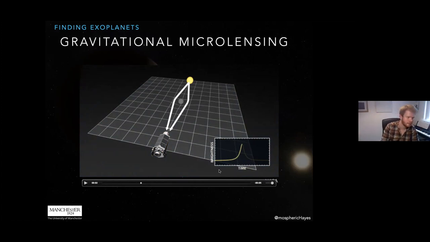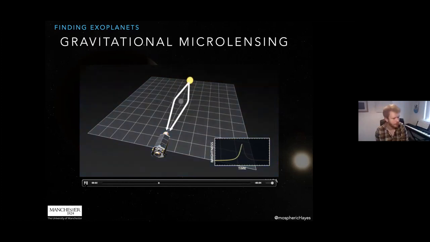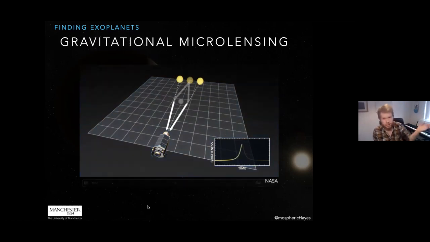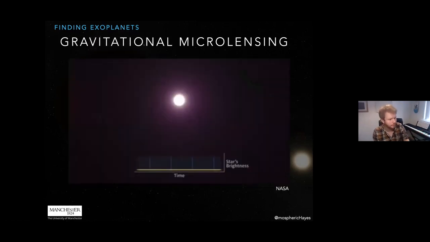So down here in the bottom, you can see a plot of brightness over time as our planet tracks along. And so you get this nice little hump that says, hey, something's gone in front of your source star. That's great. So this is a way of detecting free floating planets, like I mentioned earlier. But what if you have a planet or a star which is host to a planet? What does that then look like?